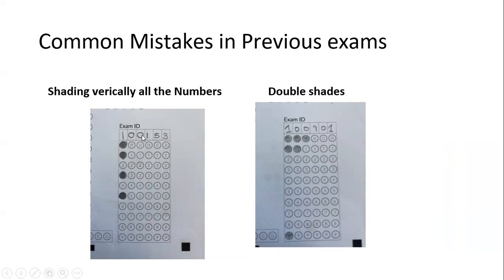So if you do this, if you fill all the cycle corresponding to your exam ID in a vertical fashion, the app will not identify this as a correct exam ID, and this will be a different candidate. So that you were supposed to fill like one. So this is the first cycle that he was supposed to shade, and then 0 would be this one, then 0, 1, and then you go to 5 and 3.